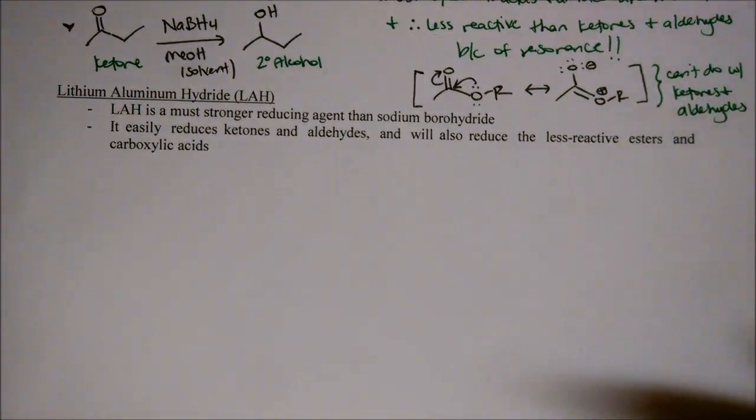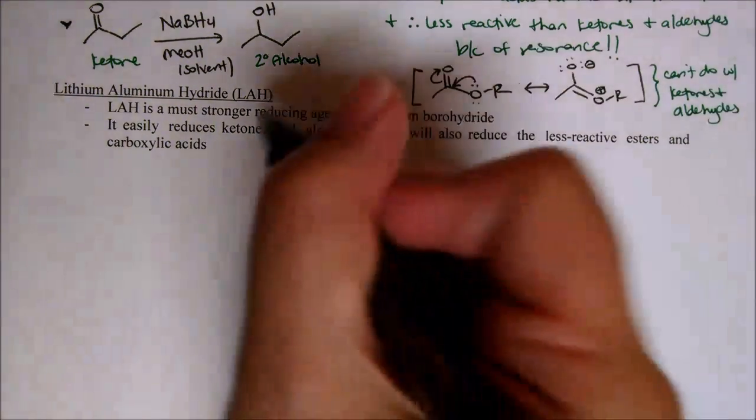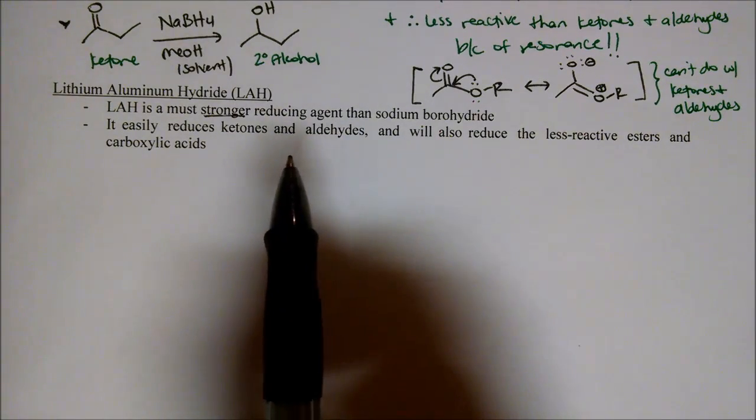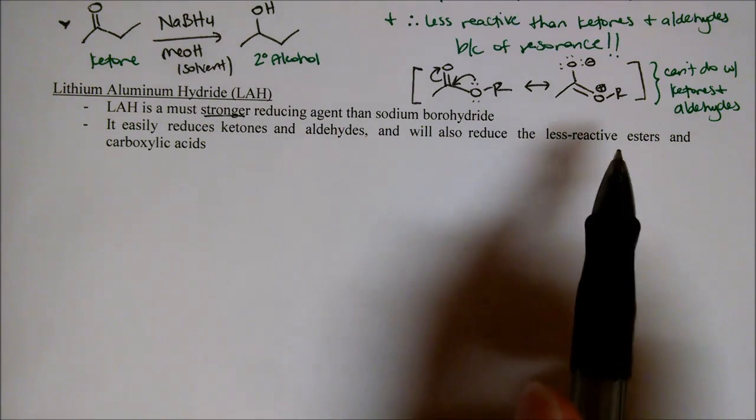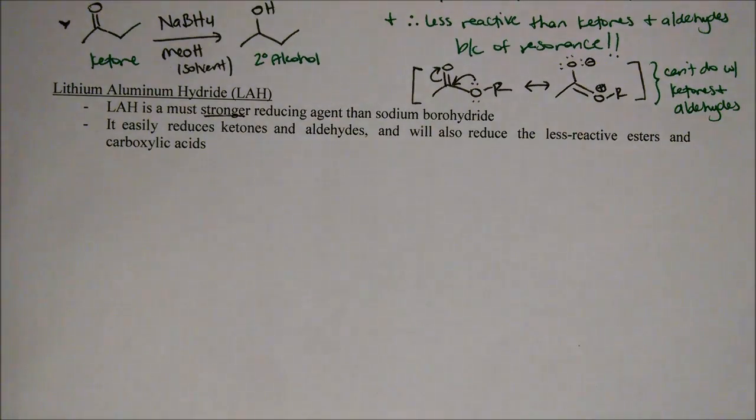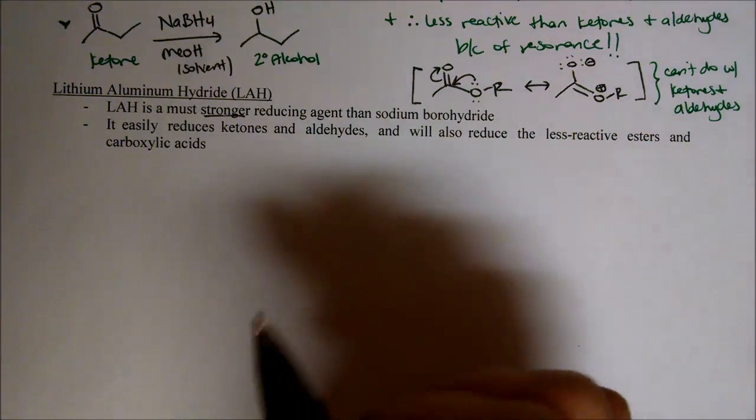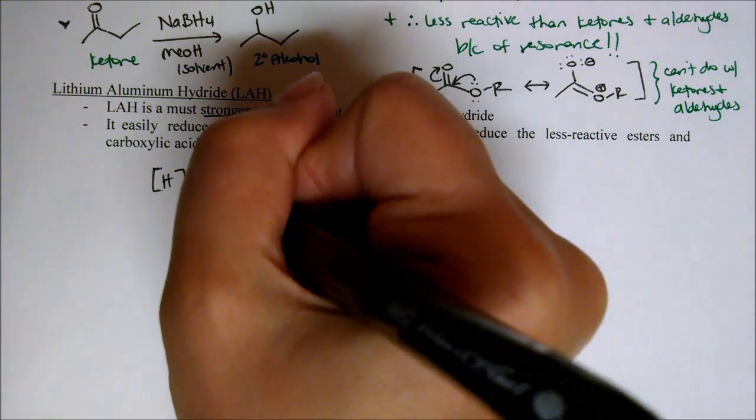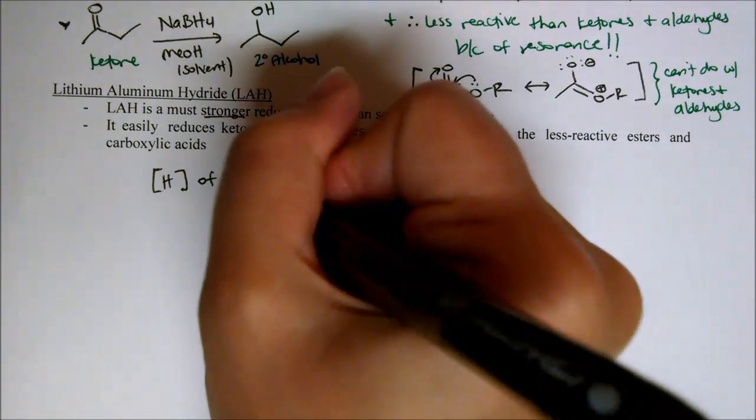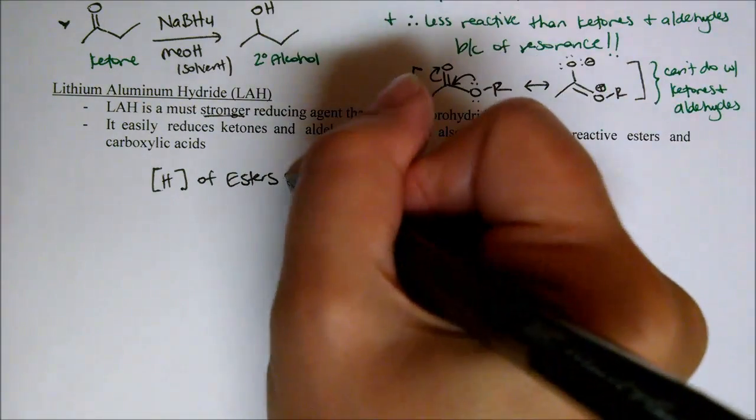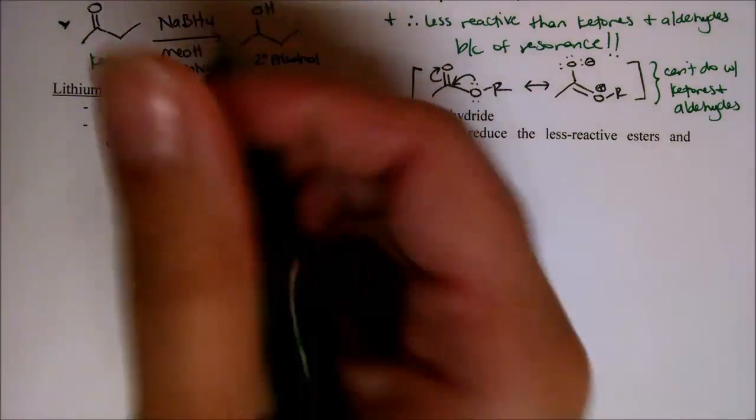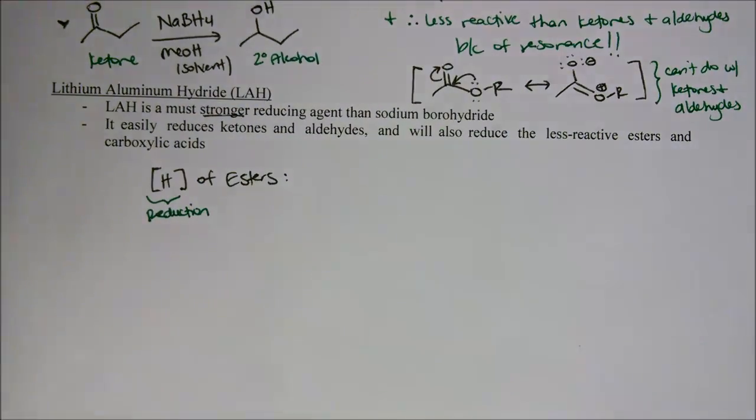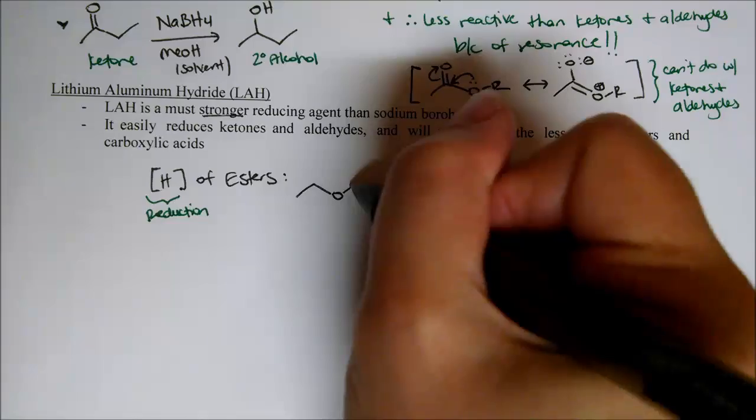Whereas lithium aluminum hydride, however, is. It's a much stronger reducing agent, much stronger. So it easily reduces ketones and aldehydes, almost very exothermically, and it will also reduce the less reactive esters and carboxylic acids. Depending on your scale, it can also do that very exothermically. When we think about reduction, I abbreviate it this way. If you go back to the section where I talked about the reduction of alkenes, I used this term, but by this I mean reduction. Reduction of esters looks like this.